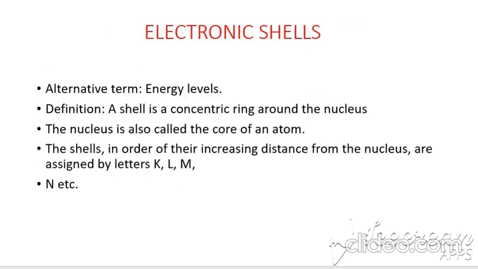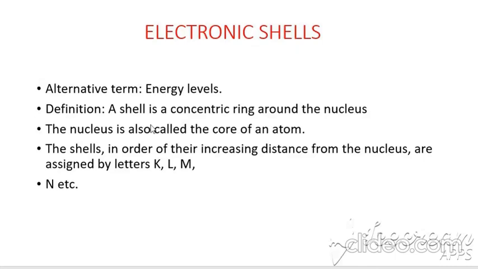Now let's talk about electronic shells. The alternative term for electronic shells is energy level. So this is the other term that we can use. Definition: a shell is a concentric ring around the nucleus. So around the nucleus there are ring-like structures, and those rings are what we call electronic shells.